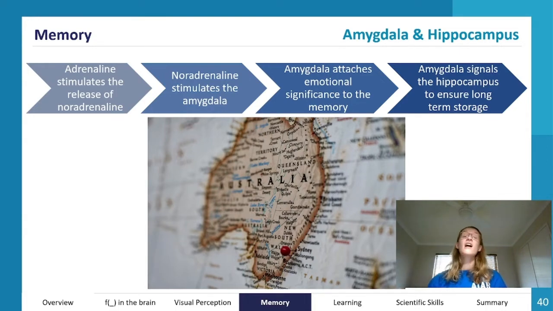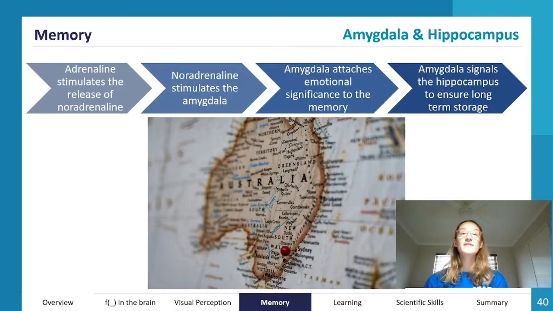So we've got our little flowchart here. This is discussing the role of the amygdala and the hippocampus in memory. Adrenaline, which is one of our hormones, stimulates the release of noradrenaline, which is another hormone or neurotransmitter. Once noradrenaline reaches the amygdala, it stimulates the amygdala, which attaches emotional significance to the memory. And then the amygdala signals the hippocampus to ensure long-term storage.